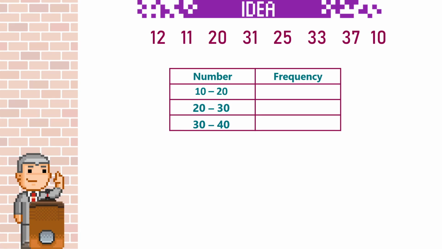To help solve this problem, we can write our groups as inequalities. 20 will go in the h is greater than or equal to 20 but less than 30 group because it equals 20. Frequency means how many. There are three numbers between 10 and 20, so the frequency for our first group will be 3. There are two numbers between 20 and 30, and there are three numbers between 30 and 40. Notice that there are 8 numbers altogether, and our frequencies, 3 plus 2 plus 3, add up to 8.